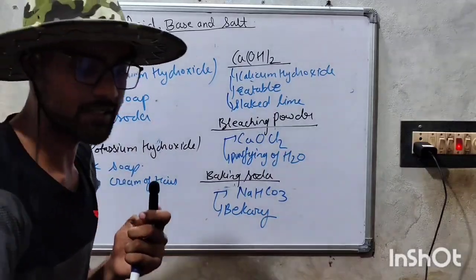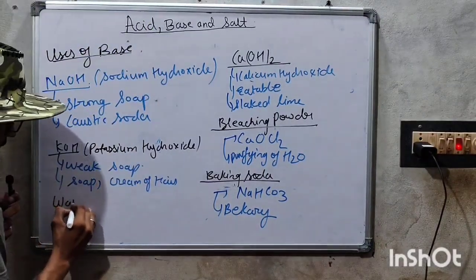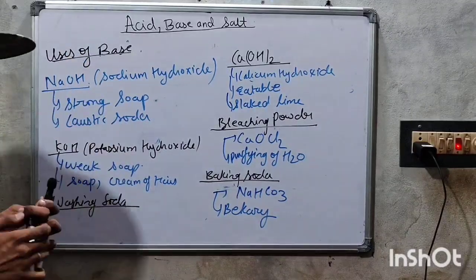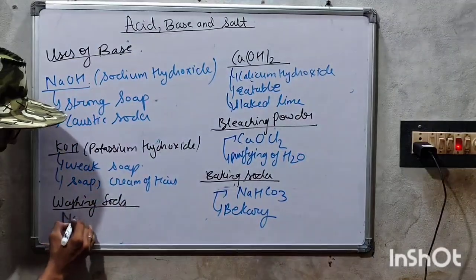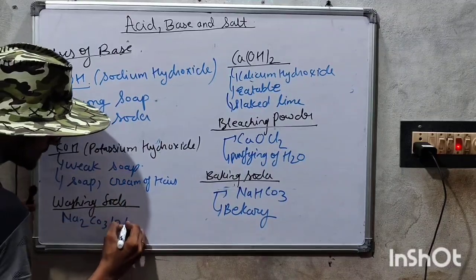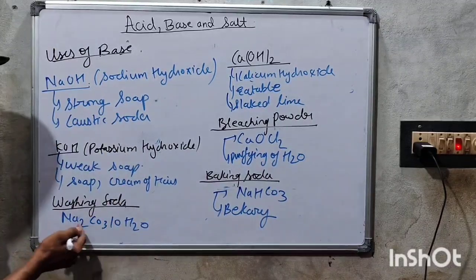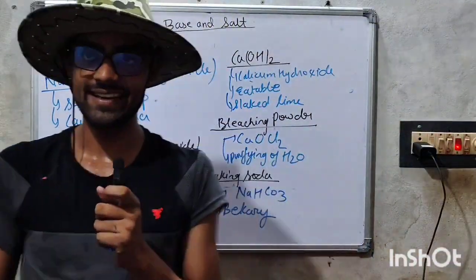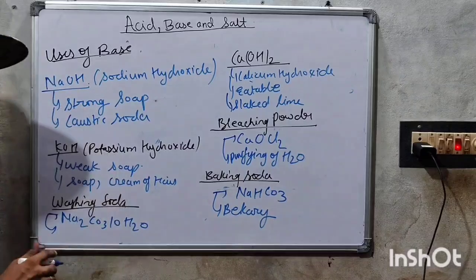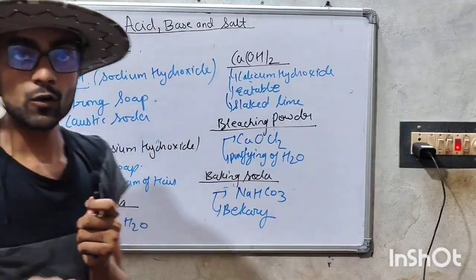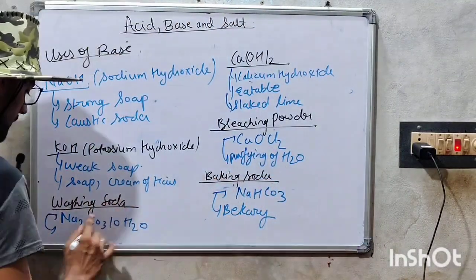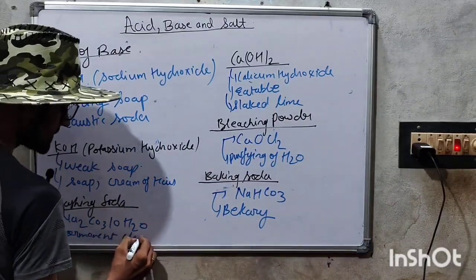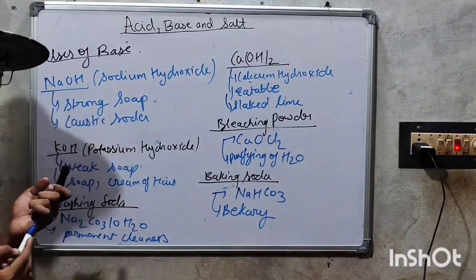And one more left, that is washing soda. Washing soda is Na2CO3·10H2O. It is used for permanent cleaning.